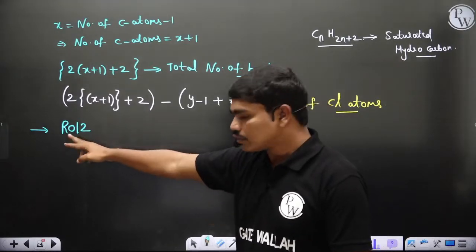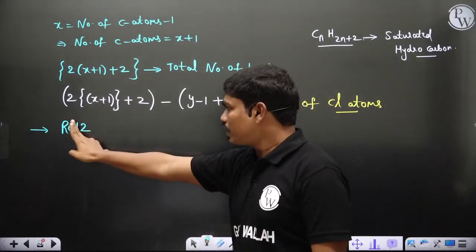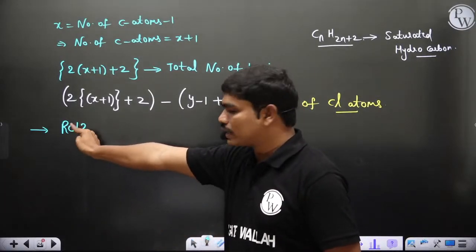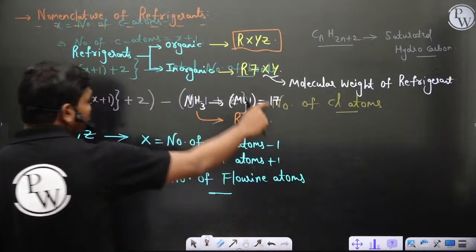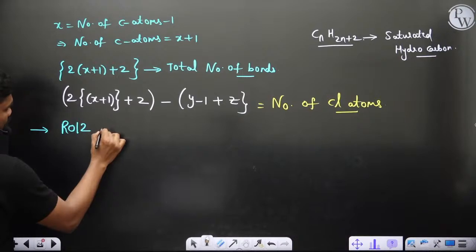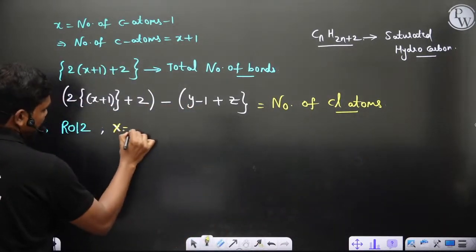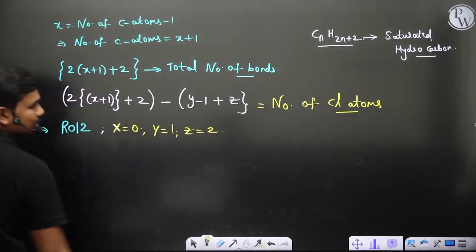Okay, I'll work out this example so that you will get clarity. Example, look here. Let's say if you have only 2 digits after R, that means it's an organic refrigerant. The third digit you will put as 0. Now let's see if I compare this with my formula. x is equal to 0, y is equal to 1, z is equal to 2. Okay, so this is what you have seen.